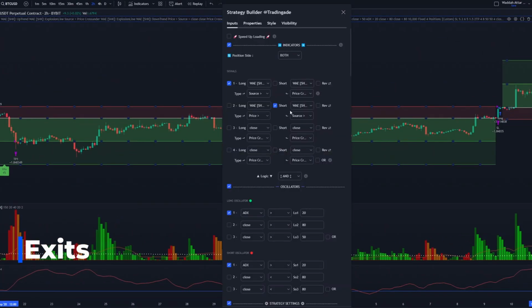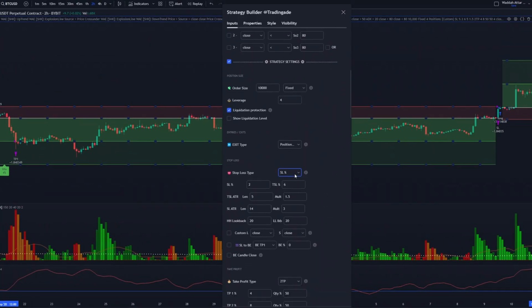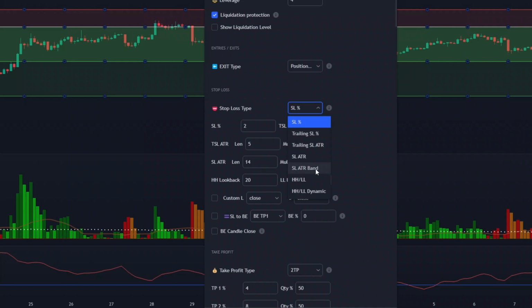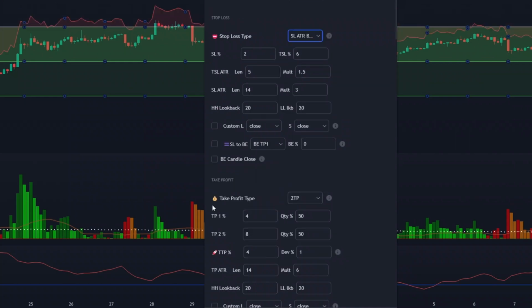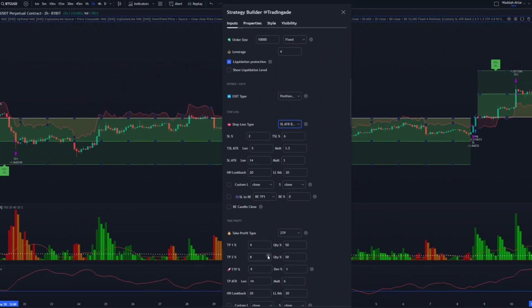Now it's time to set the exit rules. We will set a stop loss based on stop loss ATR bands, and we will set a double take profit. For the first take profit we will exit at 4% with 50% quantity, and the second take profit we will close the remaining position at 8% distance from our entry. And we are good to go.